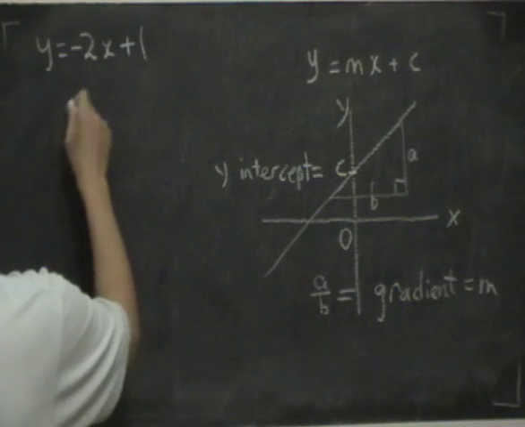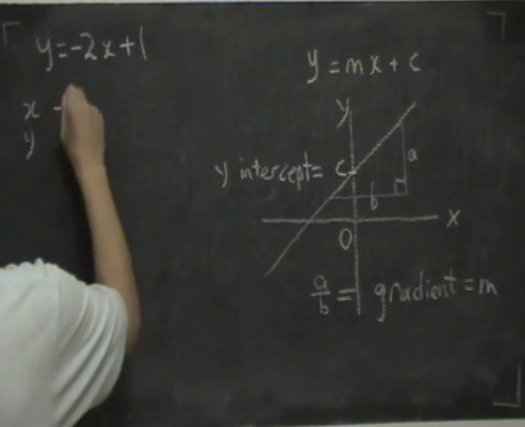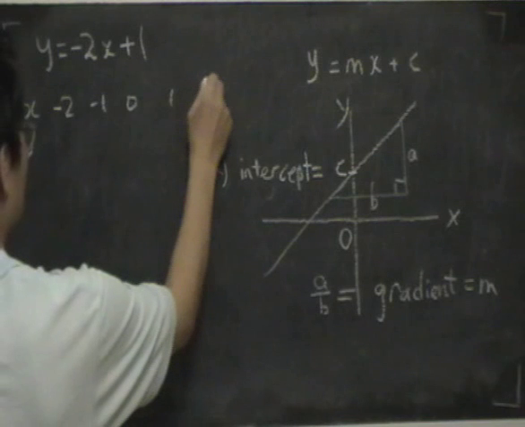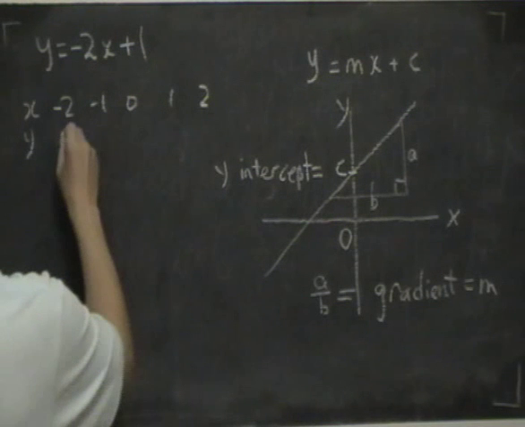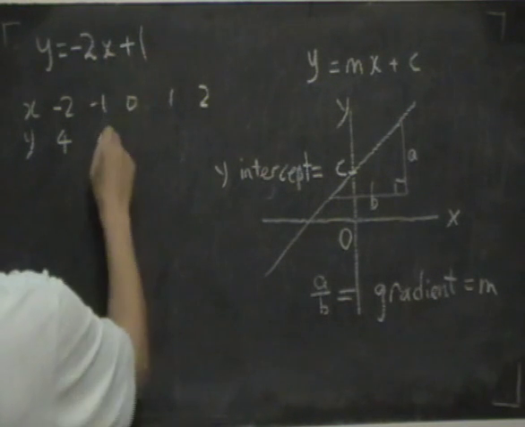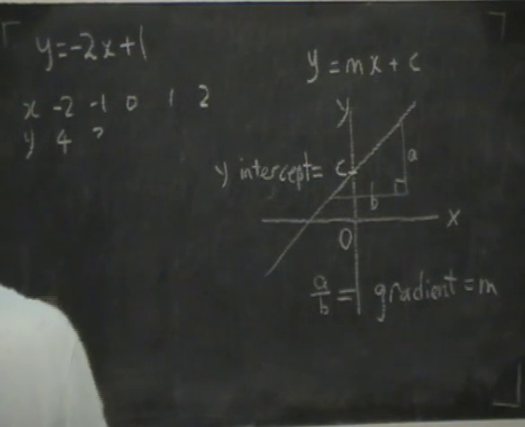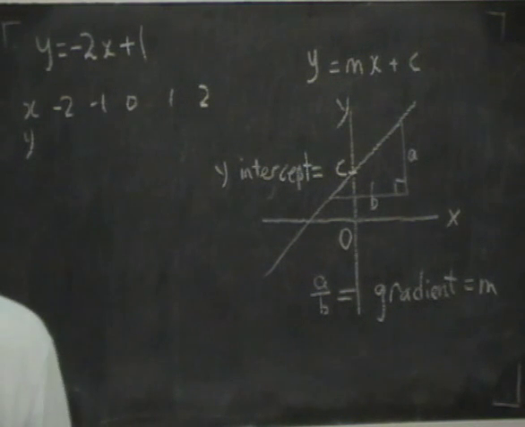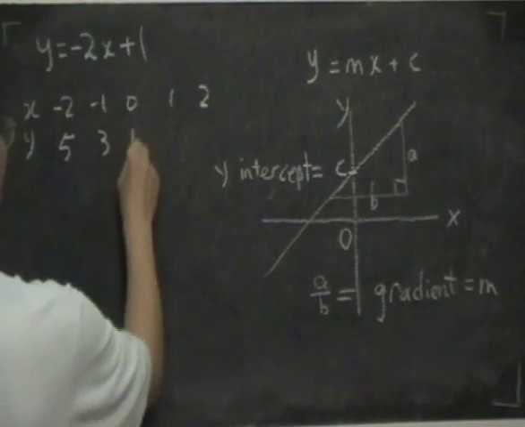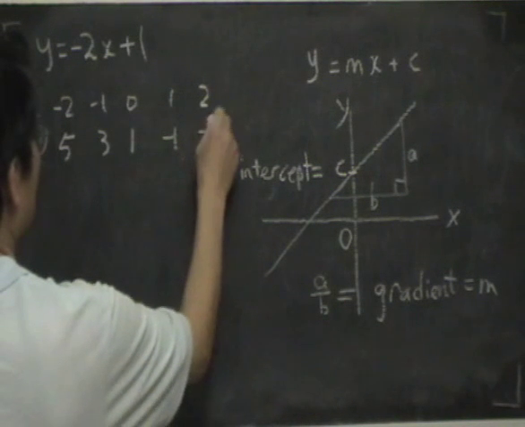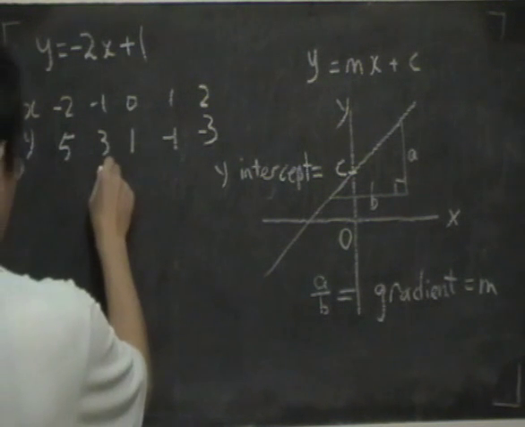Okay, so let's do the table. x, y. So minus 2, minus 1, 0, 1, 2. And y would be, so minus 2 times minus 2, that's 4... no, wait. Right, that's 5, 3, 1, minus 1, minus 3. Okay, that's the table. And let's plot it.